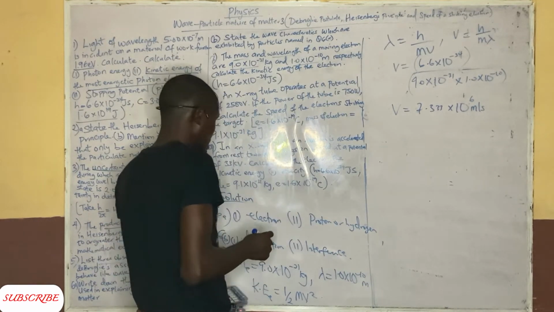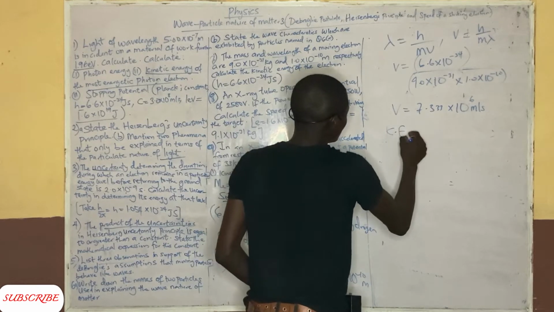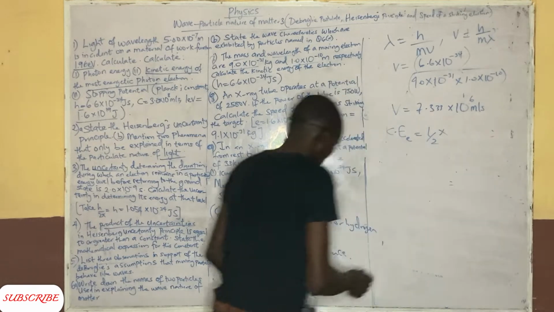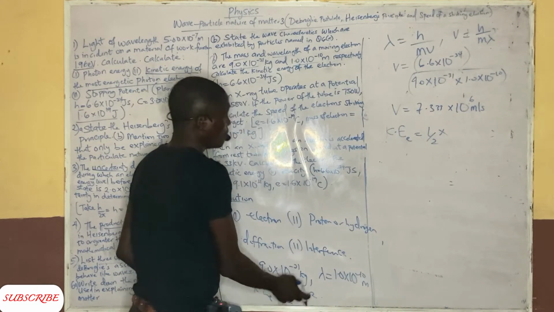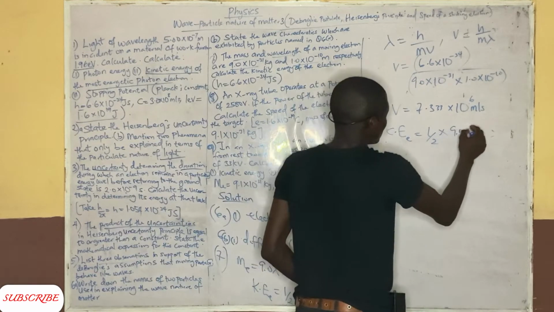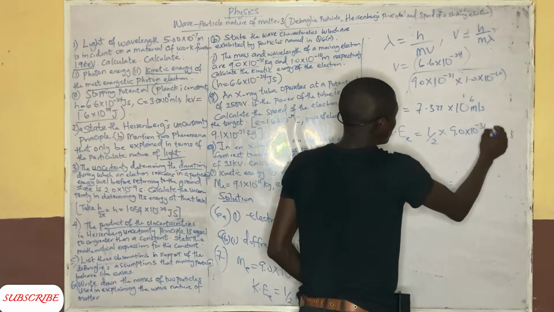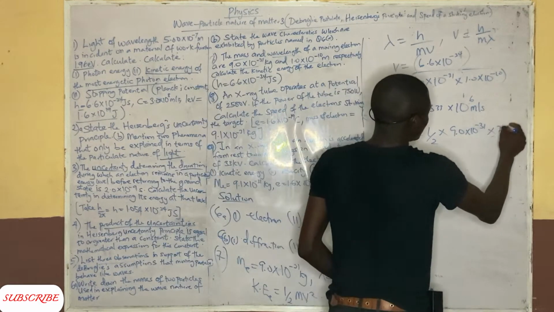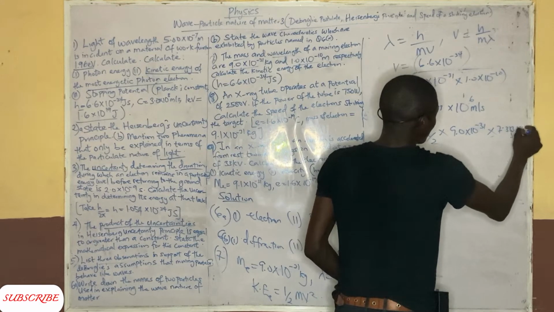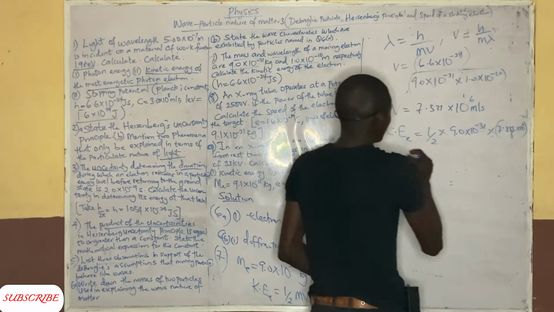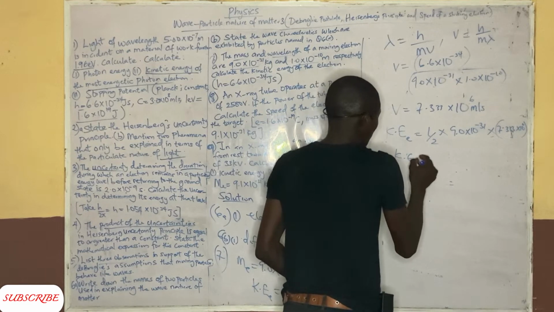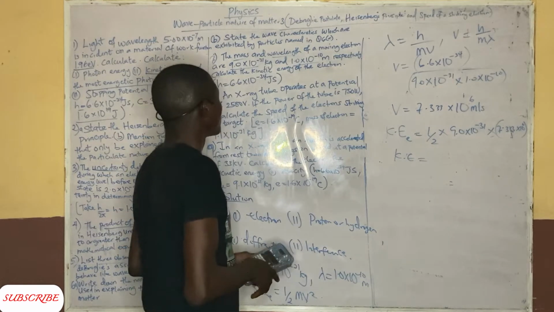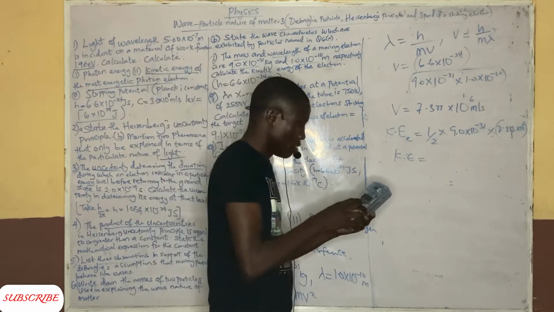Now we can get to the kinetic energy. The kinetic energy of the electron is equal to half mv squared, which is half times m. What's the m? 9.0 times 10 to the power minus 31 multiplied by v squared, 7.333 times 10 to the power 6, all squared. So KE is the maximum kinetic energy of the electron.